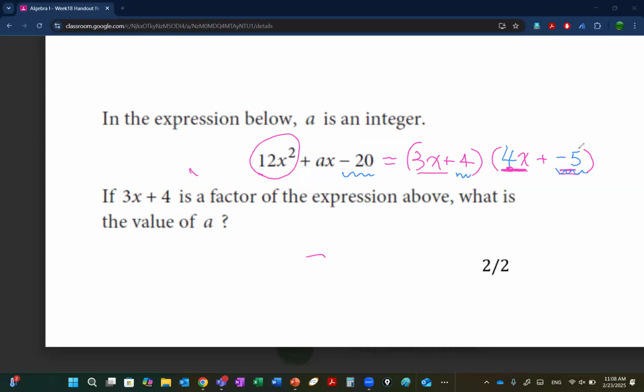So we know that this one can be factored into these two. To do the reverse, find the product of them. All right, so we get 12x squared. Here is negative 15x. Here is 16x. Here is negative 20. Is it correct? Everyone follow me? Alex, is it correct?